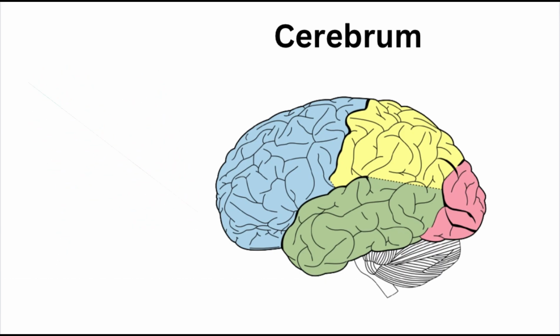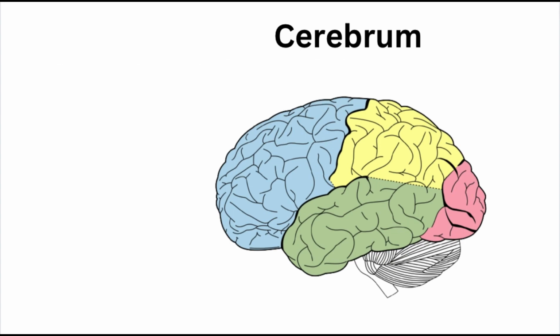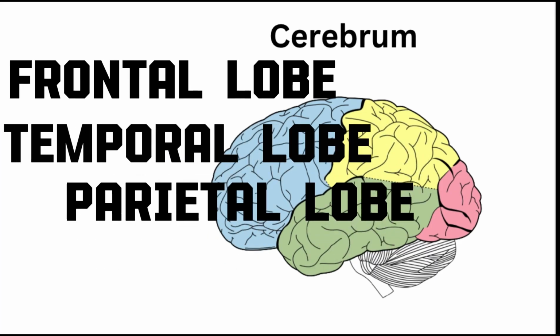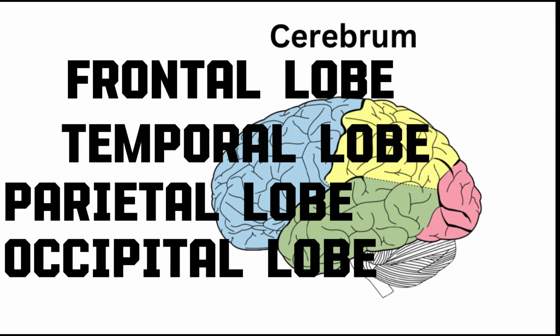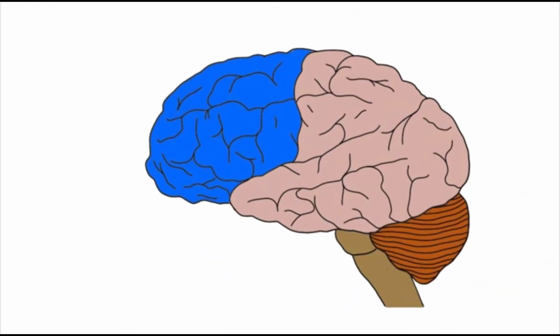Each hemisphere is divided into four main parts, or four main lobes. These four lobes are the frontal lobe, the temporal lobe, the parietal lobe, and the occipital lobe. Now let's talk about these four lobes.